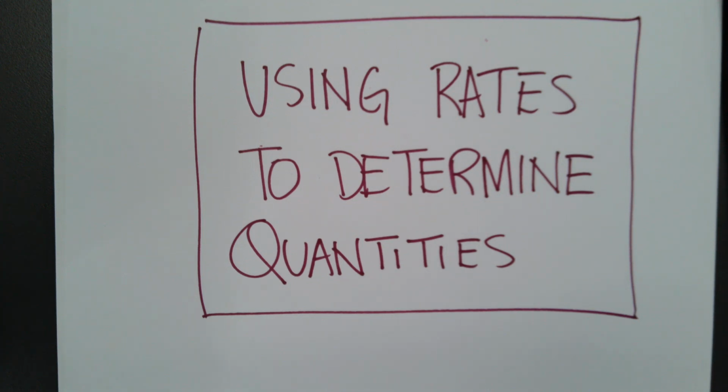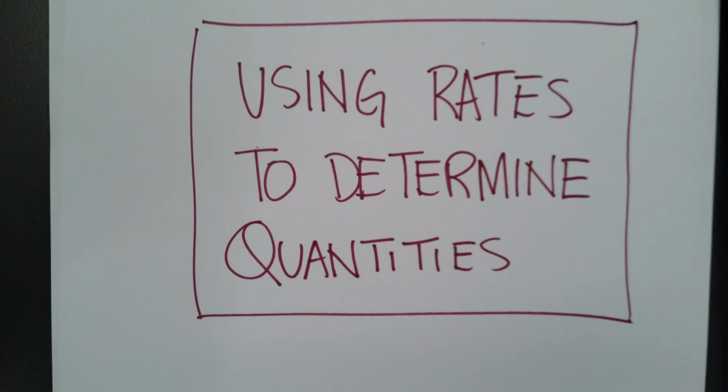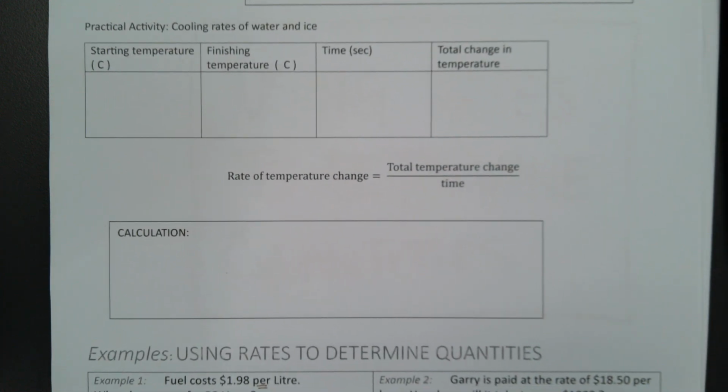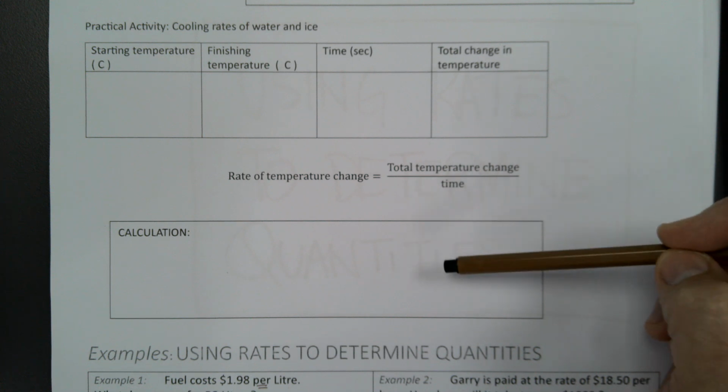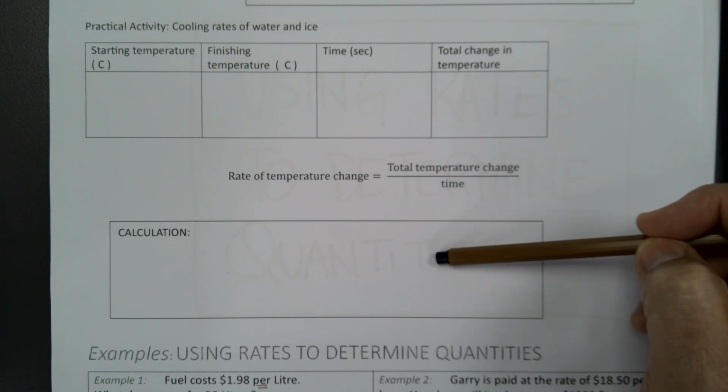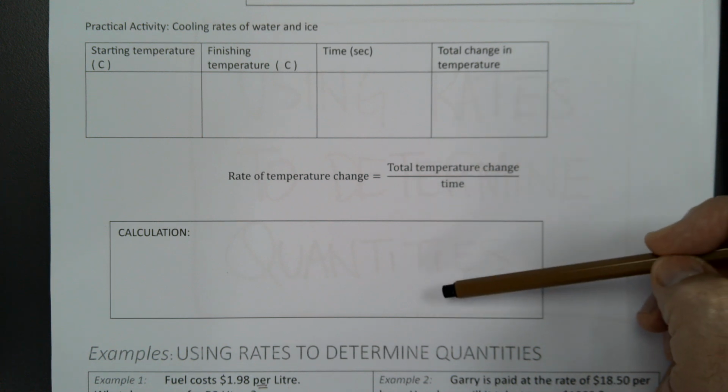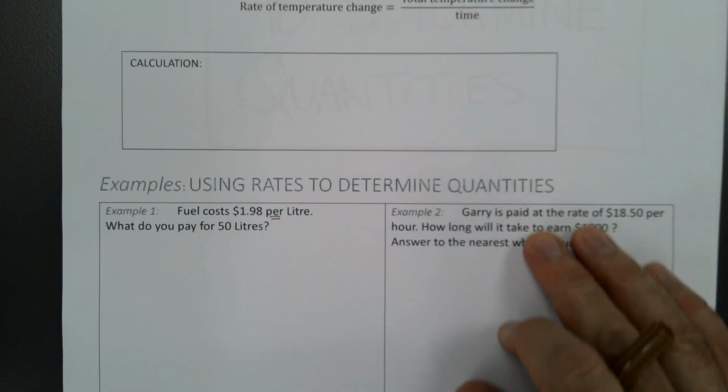Right, we're looking at rates now, using rates to determine quantities. What you should have already done by now is this activity here. You're actually calculating a rate from stuff you've measured, a rate of temperature change. Well, let's move on to this.